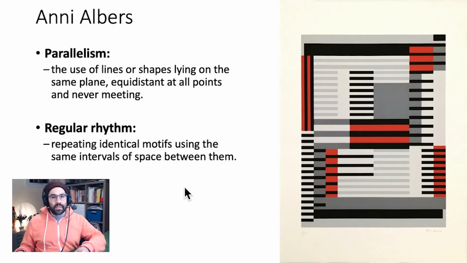Another example from the same artist shows us parallelism. So this is where lines or shapes stay on the same plane, the same distance from each other, and never meet. So you can see all of these horizontal lines here are parallel to one another. They're also arranged in a regular rhythm, where we're repeating identical elements using the same distance between them. So you can see almost all of these horizontal lines, as well as the vertical ones, are spaced equally from one another.